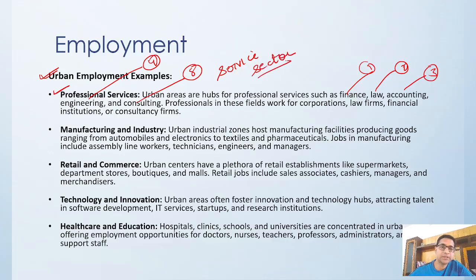Then we have manufacturing of industry. Lot of industries are there in the city area. It may be related to your textile, toy industry, electronics industry, technical goods, engineering goods, and then again they require a lot of people to be employed over there. Retail and commerce are there, right? You have a lot of shopping malls, like D Mart is there. Then we have Big Bazaar. These are retail and commerce stores.